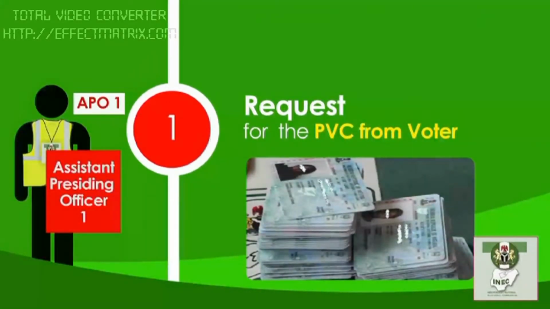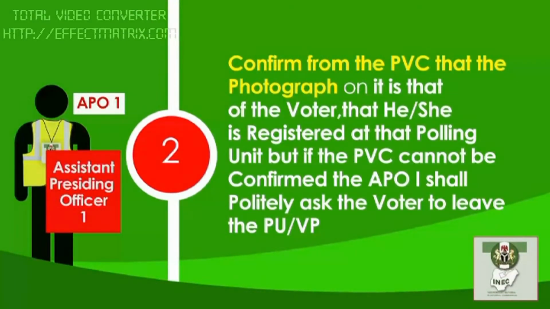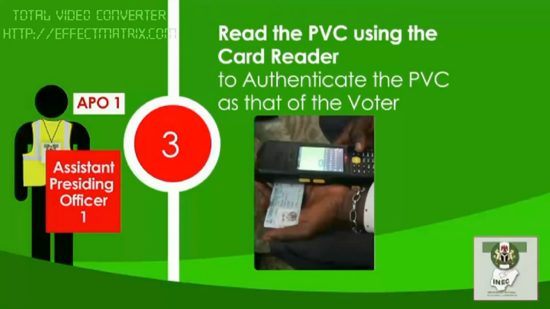Request the voter to present his or her PVC. Confirm from the PVC that the photograph on it is that of the voter, and that he or she is registered at the polling unit. But if the PVC cannot be confirmed, the APO1 shall politely ask the voter to leave the polling station. Read the PVC using the card reader to authenticate that it belongs to the voter and that the details in the PVC correspond with those of that polling unit.